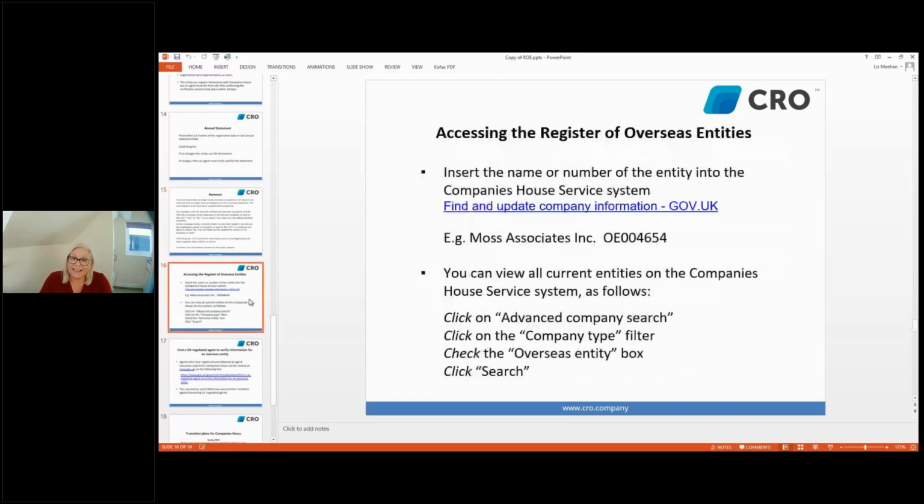So if you need to access the Register of Overseas Entities, I've got some links on this slide. It's the normal place to go and search on Companies House. You can just type in the name or the overseas entity number, and then you can find that company, and there are documents that you can look at there as well. Or if you want to view all the overseas entities, then you can go into the advanced company search feature and select overseas entities, and then that will bring up a list of all the overseas entities on the register, and you'll see that there's over 30,000 on there now.